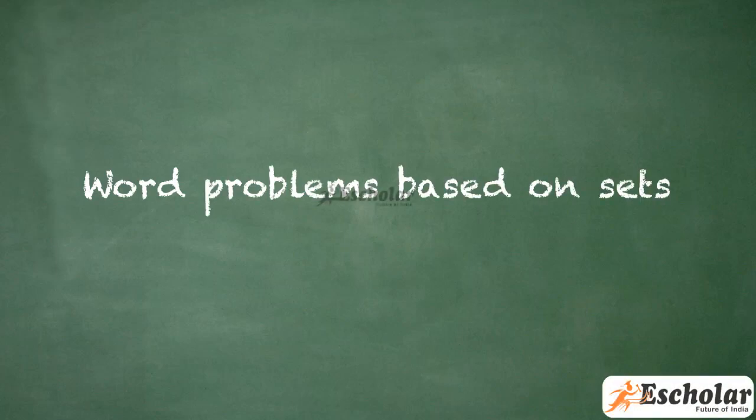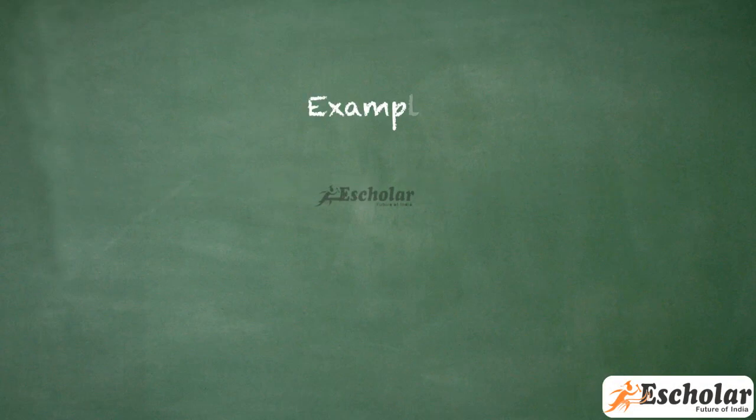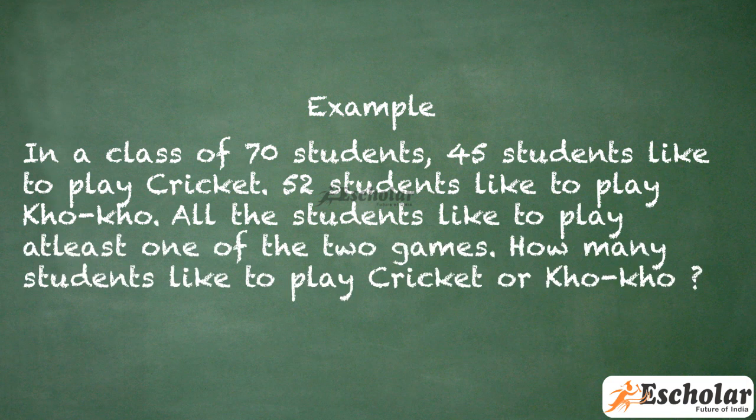Word problem based on set. Example: in a class of 70 students, 45 students like to play cricket, 52 students like to play kho-kho. All the students like to play at least one of the two games. How many students like to play cricket or kho-kho?